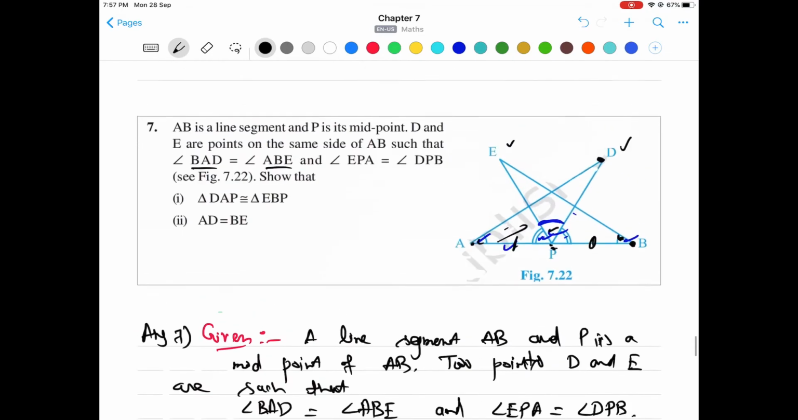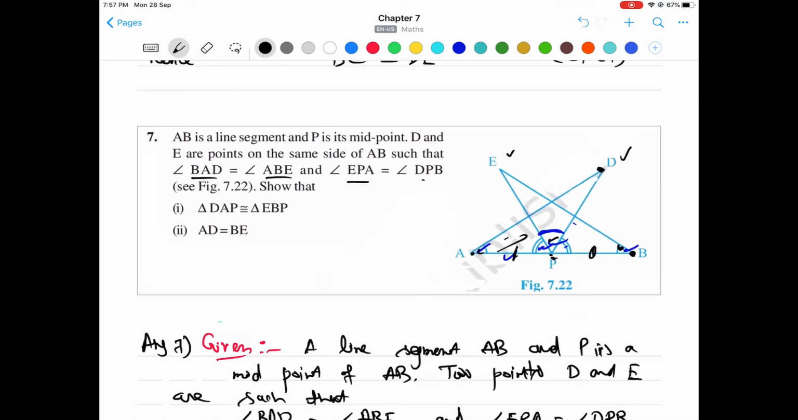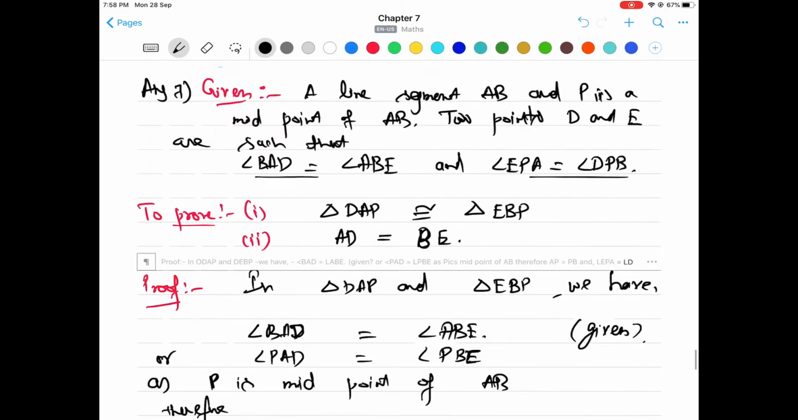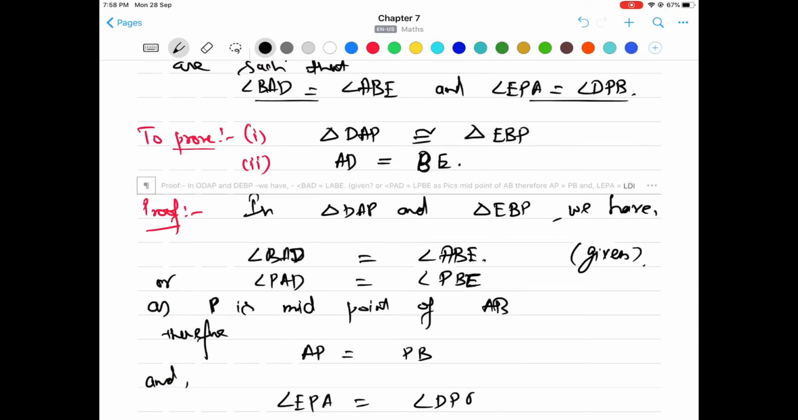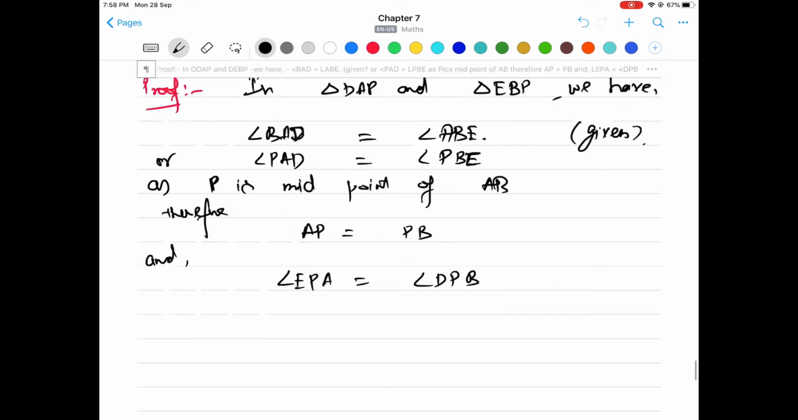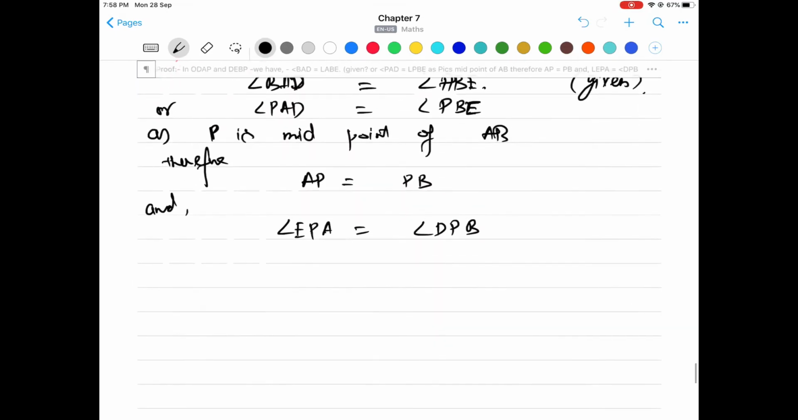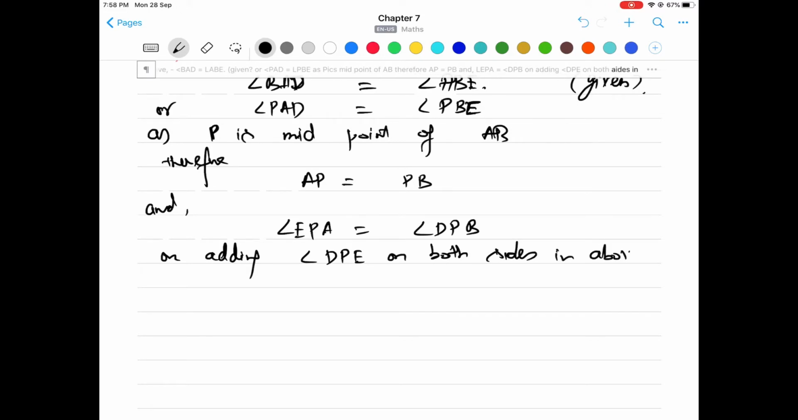Now we'll write, and it's also given that angle EPA is equal to angle DPB. We have angle EPA equals angle DPB. Now what we're going to do is add this angle to both sides, which is angle DPE. So we write, on adding angle DPE on both sides in the above equation.